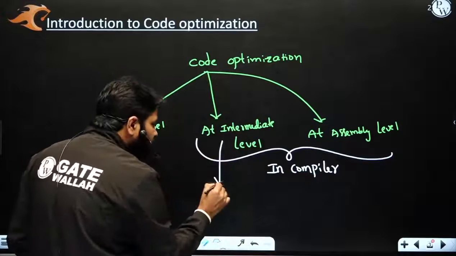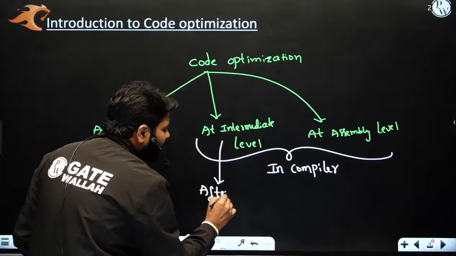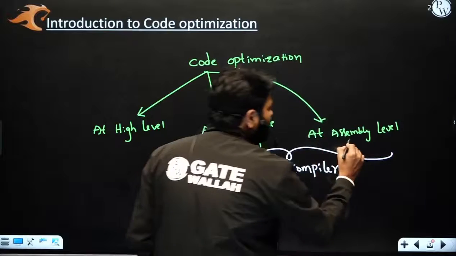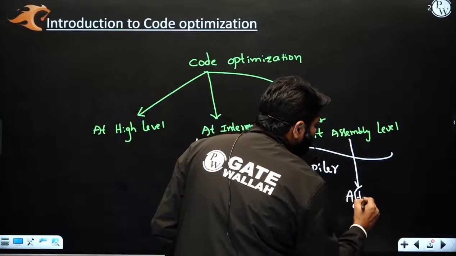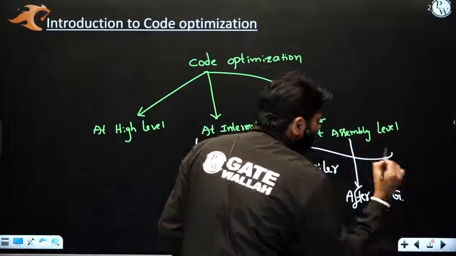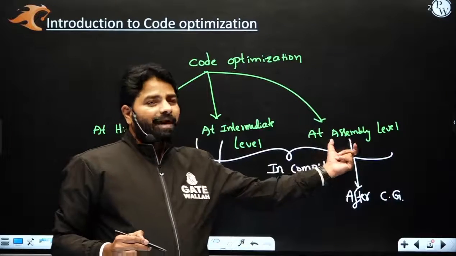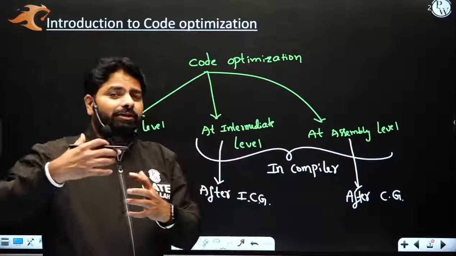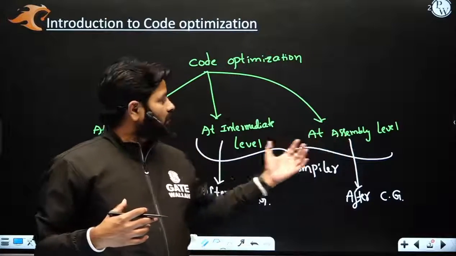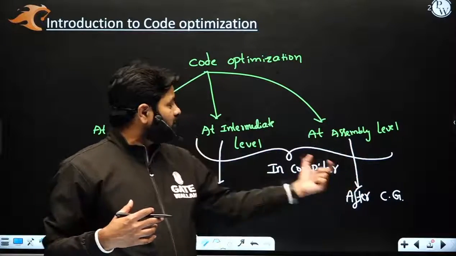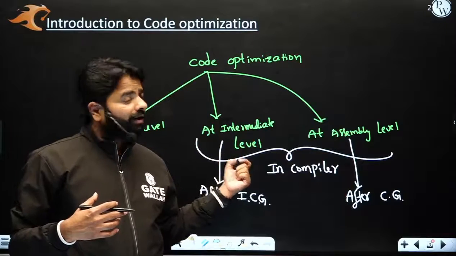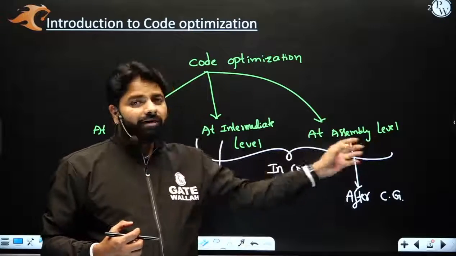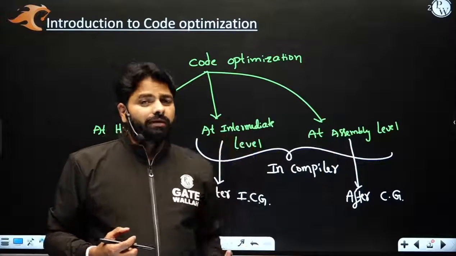This we do after intermediate code generation, after ICG. This one we do after code generation. Once you generate assembly code, you can apply the code optimization at assembly level. These two might have similar techniques, but you have different programs, different code optimizers. One code optimizer works on intermediate level, the other works at assembly level. That one takes assembly level and gives assembly level. Here it takes intermediate code and produces intermediate code.